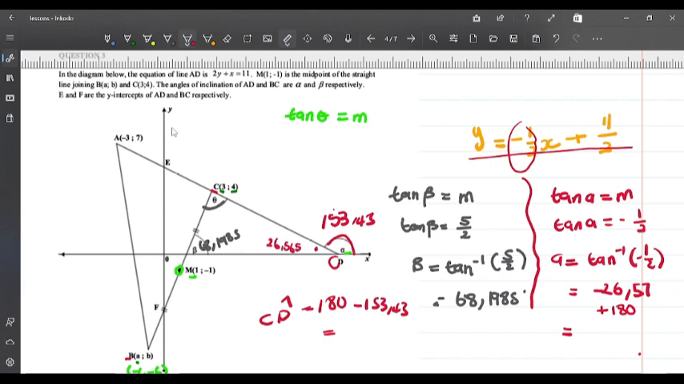Now, lastly, sum of angles in a triangle. I know that 180 minus 68,1985 minus 26,565 will give me my angle theta. Why is that? The sum of angles in a triangle equates to 180. So now let me quickly punch that into my calculator. 180 minus 68,1985 minus 26,565. This theta here would be equal to 85,24, rounding off to 2 decimal places, and that will be your final answer.